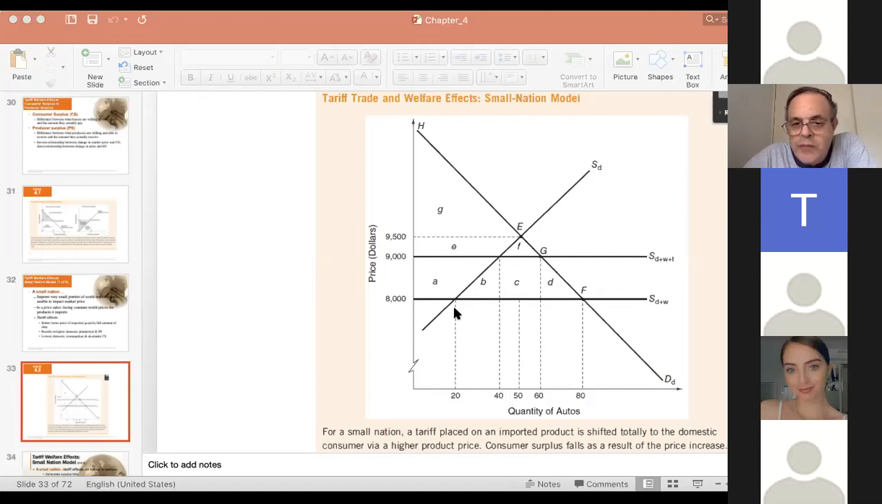Well, we know that before the tariff was imposed, producers were only producing 20 units. After the tariff, producers increased their production to 40 units. So in fact, this distance right here represents the increase in production. So look at this triangle right here. The base of the triangle, what does it represent? I just said it. What does it represent? 20, which is the increased production. Very good. That's what I want to hear. The increase in production.